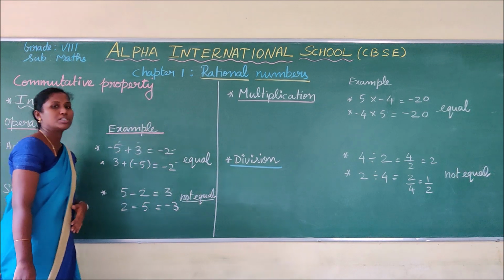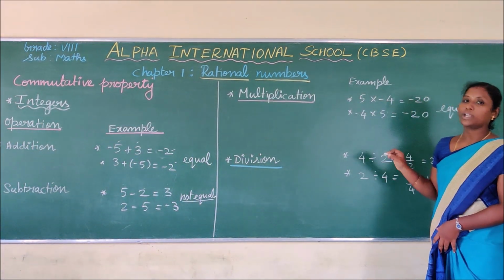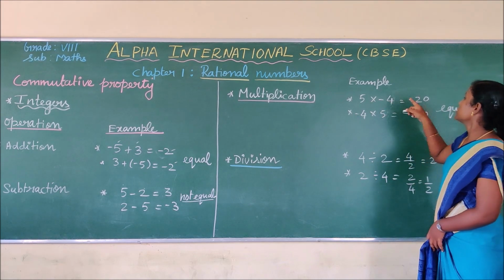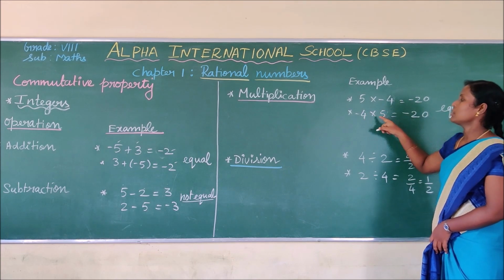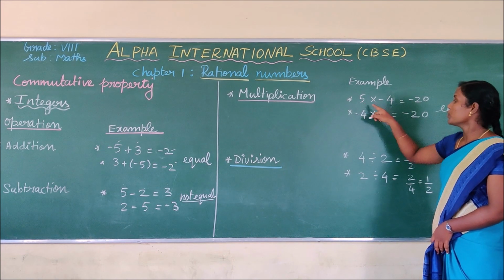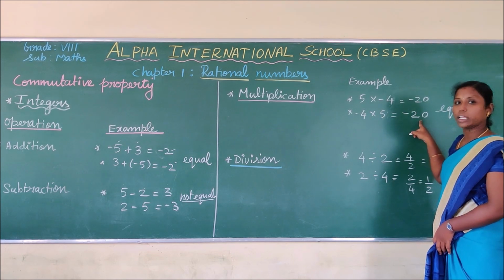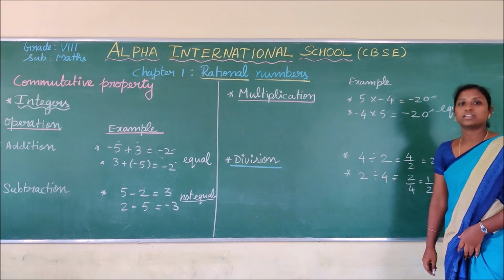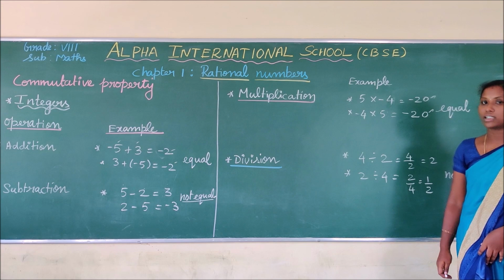Let us check for multiplication. 5 into minus 4. Two integers, we are multiplying. The result is minus 20. And we are replacing the values. Minus 4 into 5. Again the result we are getting is minus 20. So let's check whether the results are equal. Yes, the results are equal. So here also the commutative property is satisfied.